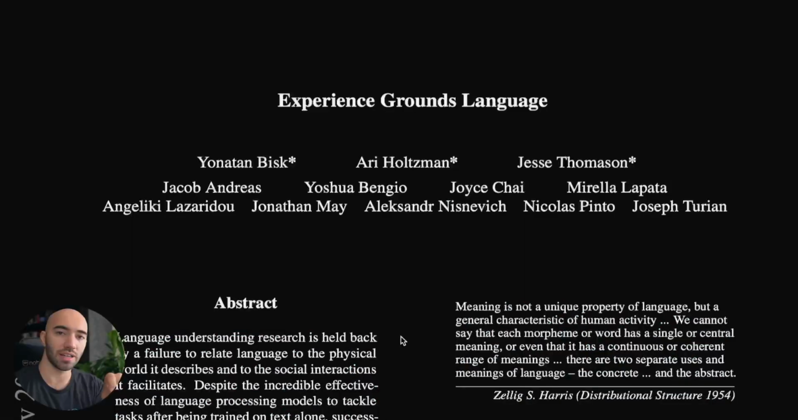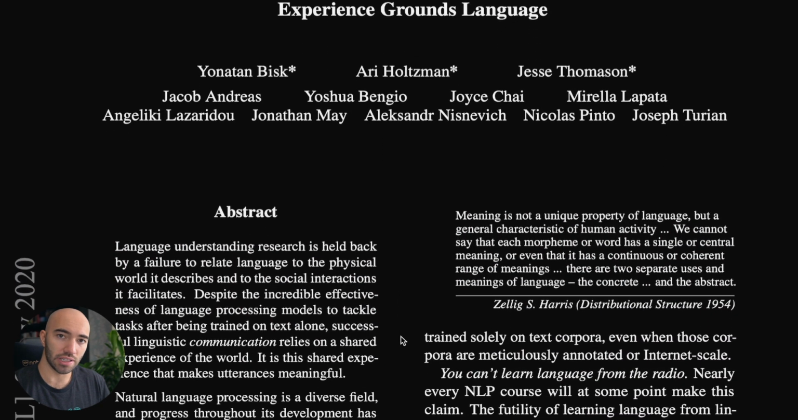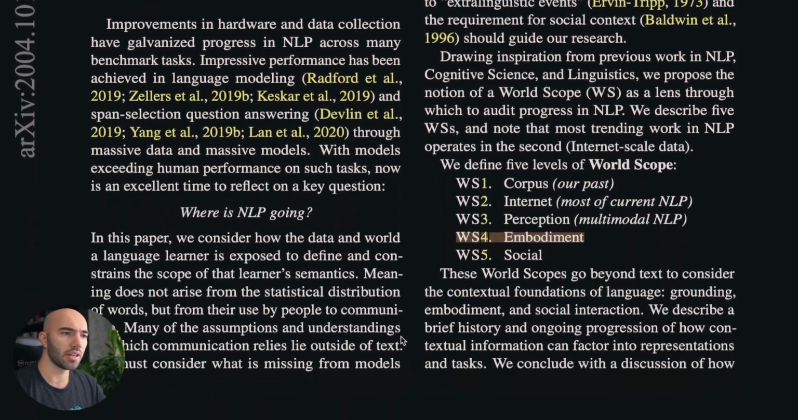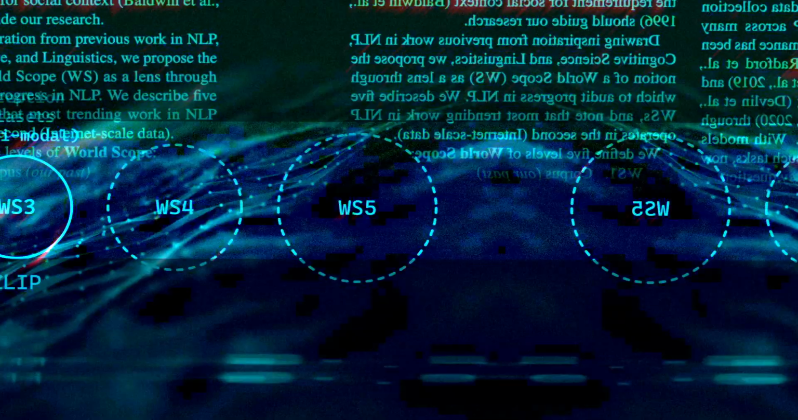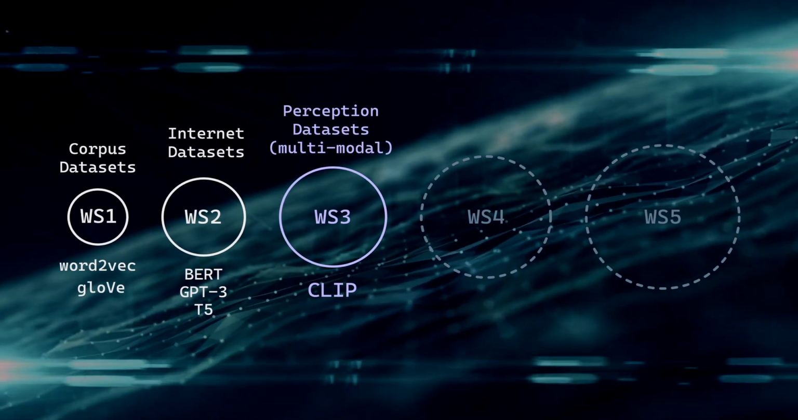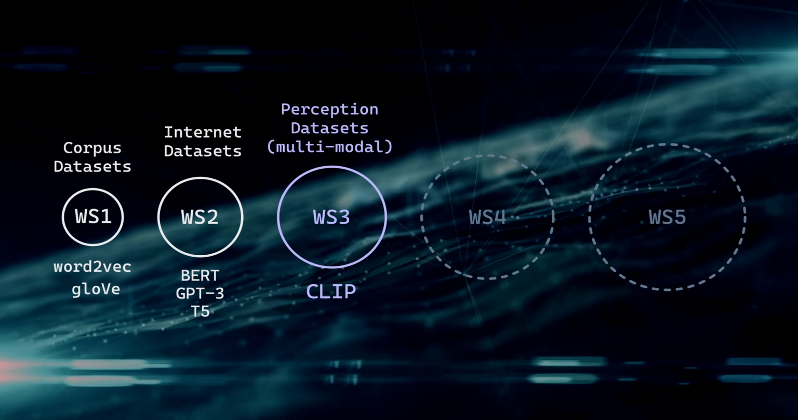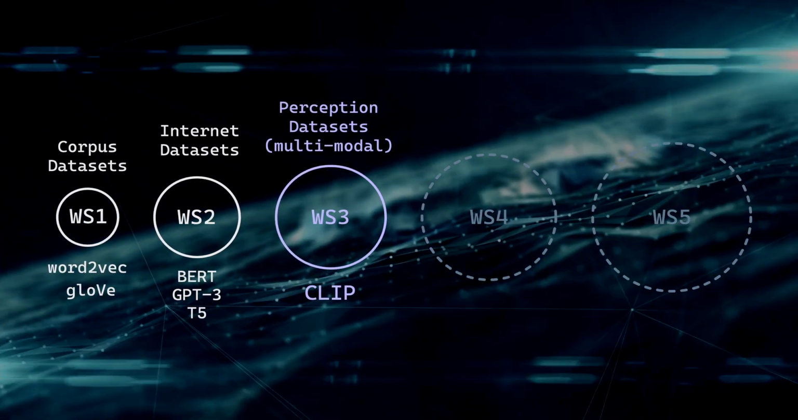Now, to understand why CLIP is so important, we can use a paper that was released in 2020 called Experience Grounds Language. In Experience Grounds Language, the authors defined these 5 different world scopes: corpus, internet, perception, embodiment, and social. Now, most of the models that we're aware of in NLP, this is a sort of NLP language focused paper, these were the state of the art very recently. So you have BERT, T5, and all of these different models, GPT, and so on.